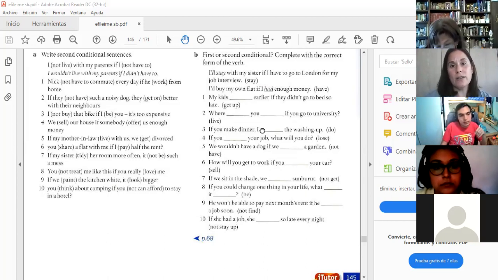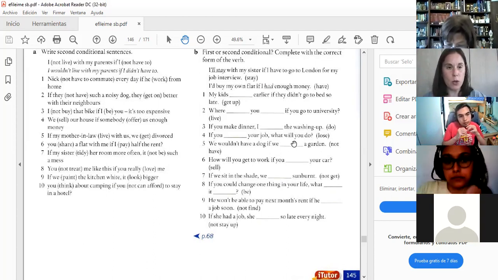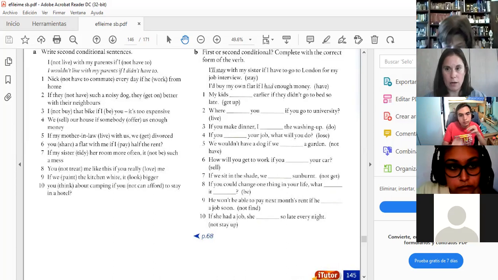So, first or second conditional: complete with the correct form of the verb. Here we have the two conditionals. Come on.